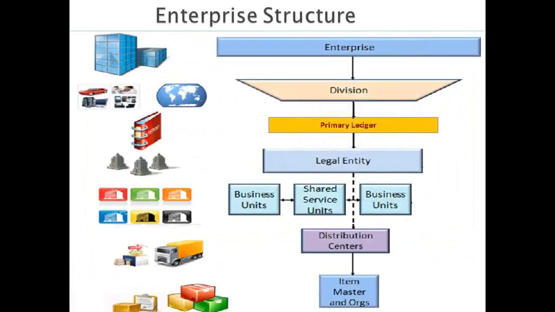This is the enterprise structure. On top level we have enterprise. Under enterprise we have divisions. Under divisions, primary ledger. Under primary ledger, legal entities. Under legal entities, business units. Under business units, distribution centers. Under distribution centers we have inventory organization. Of course we know item master and other organizations will all be treated as inventory, which is item master virtual. We know that.